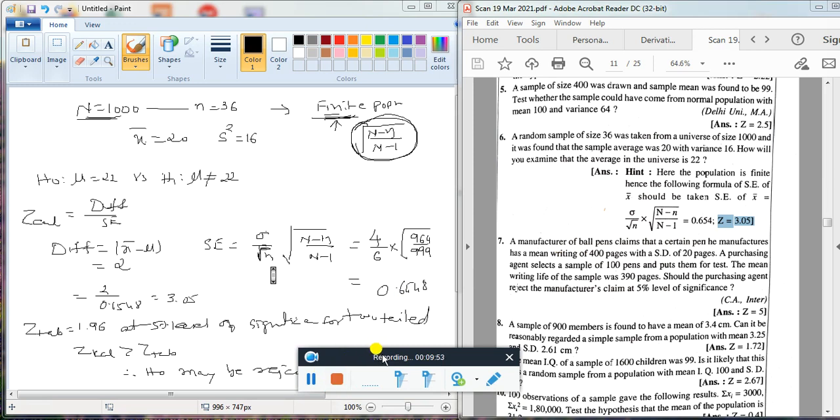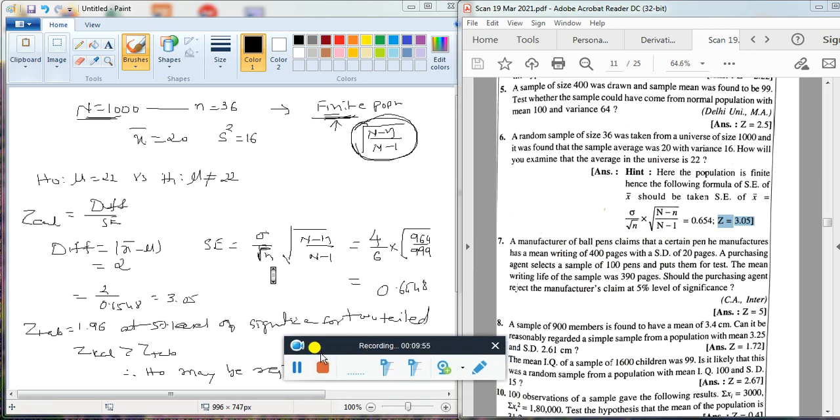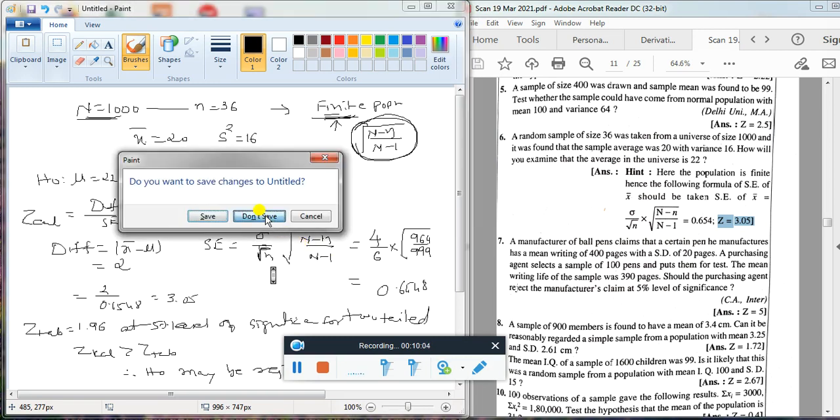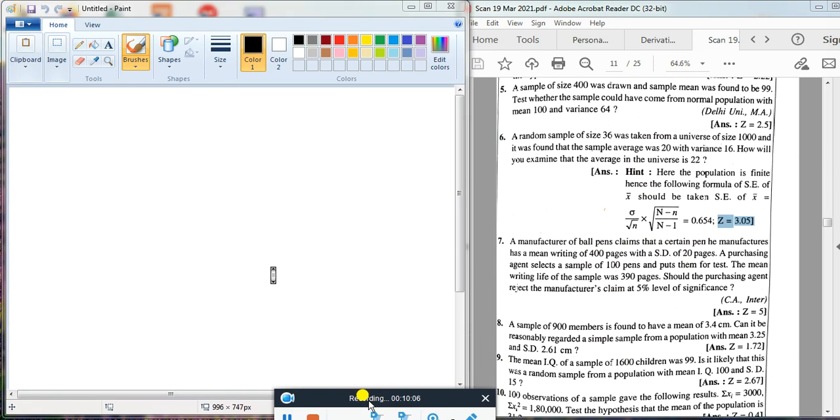So you may apply one tail test. So I am erasing this part again. So for having the next question, let me erase it.